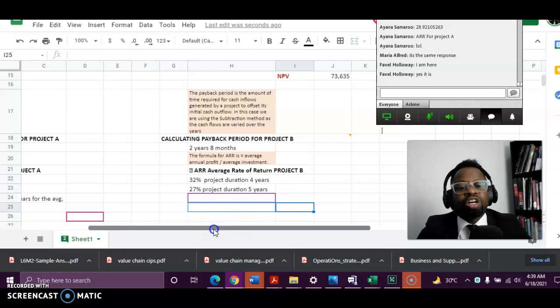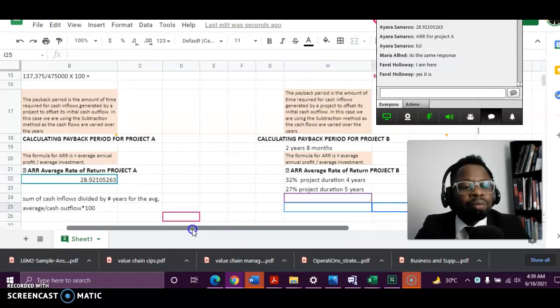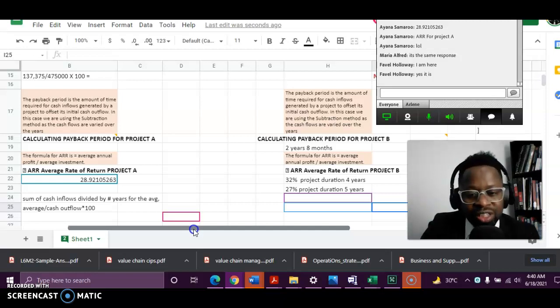Good. So if you have to compare the average rate of return over the 4-year period, project B is better. Project B has a better net present value as well. You all agree with that?